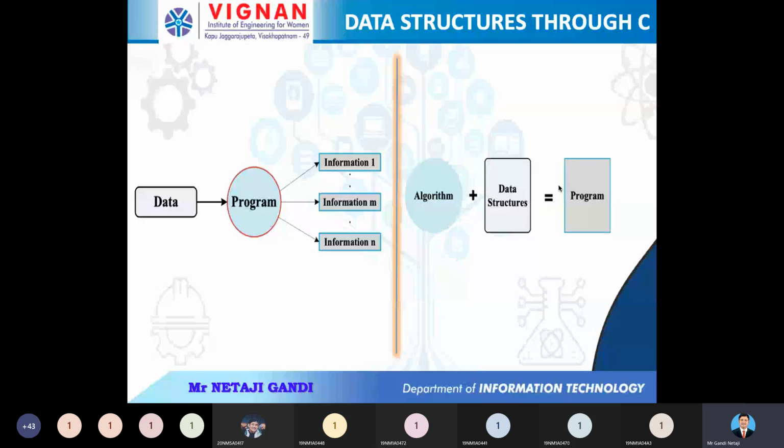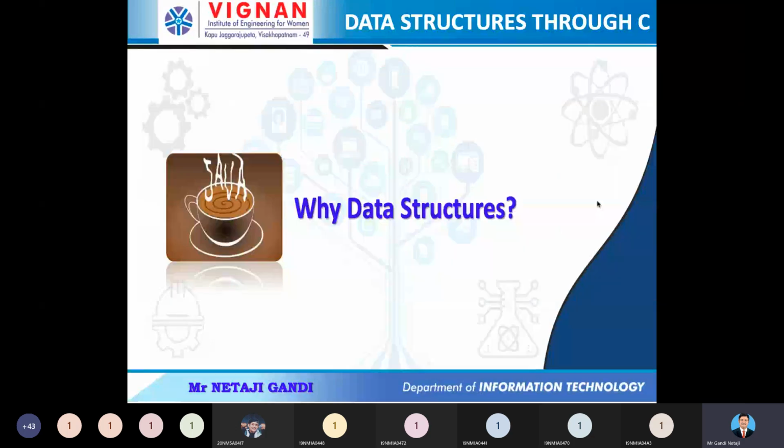You must and should learn algorithm analysis first, because it is important. According to that algorithm analysis, we can develop a data structure. Both combined together, a good program can be generated. Now, why are data structures important?